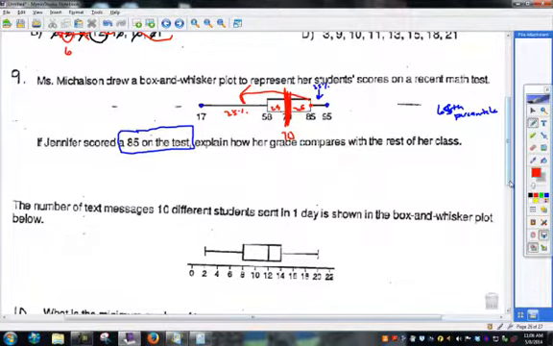The interquartile range here, let's figure that out real quick. Interquartile range, remember, is Q3 minus Q1. So that would be 85 minus 58, which is, let me do it real quick, 85 minus 58 is going to give us 27. 27, so that's the IQR there.